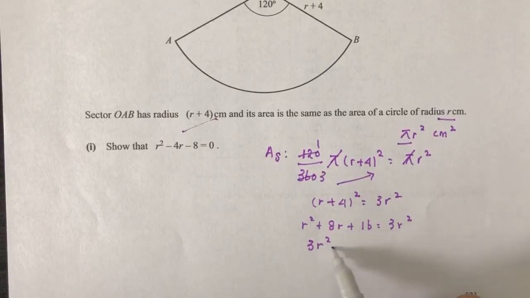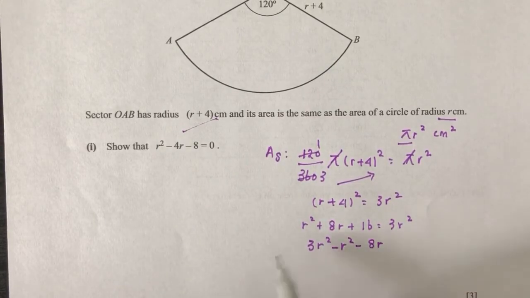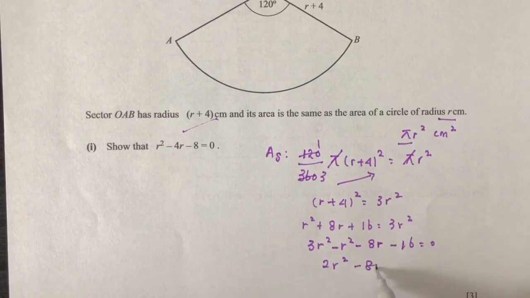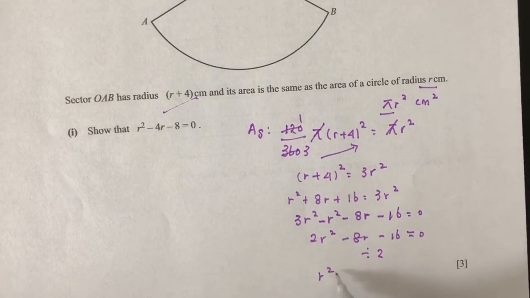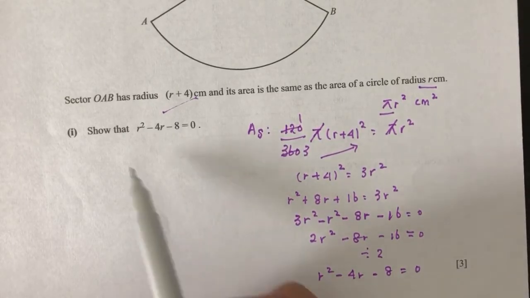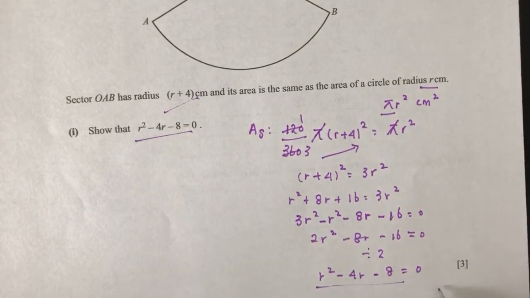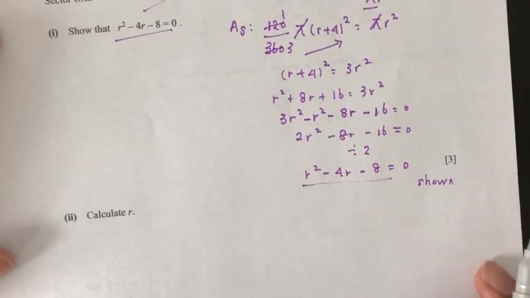So if we do this, minus 8r, oh, I don't know, okay, no mistake. This becomes 0. Simplify, we have 2r² minus 8r minus 16 divided by 2. We have r² minus 4r minus 8 equal to 0. So this is the same as this. You say shown. Now calculate the value of r.